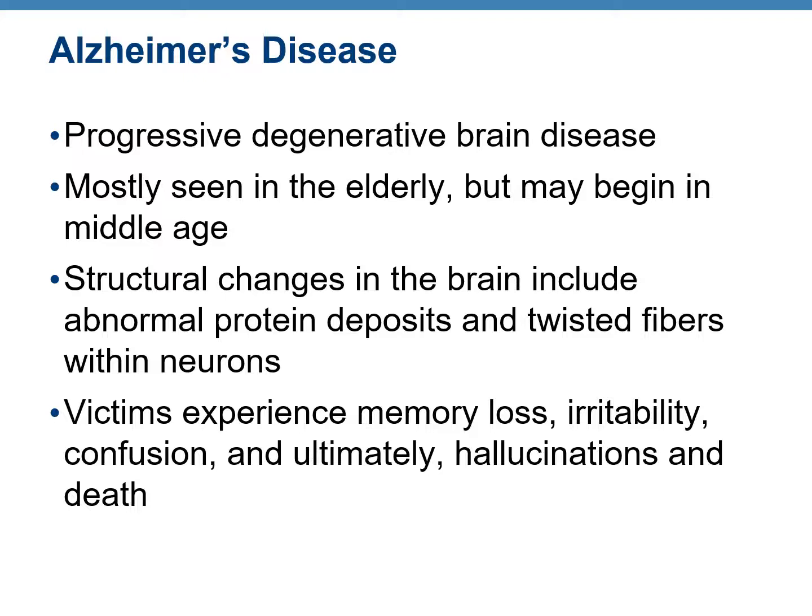Alzheimer's disease is a neurodegenerative disease. This is usually seen in the elderly people, but recent years have shown the disease onset at a younger age. There are some structural, anatomical changes that occur in the brain, such as deposit of abnormal proteins, and also the nerve fibers get twisted.